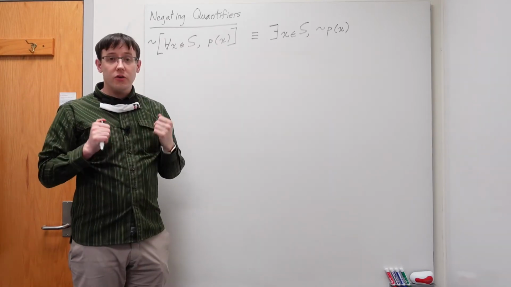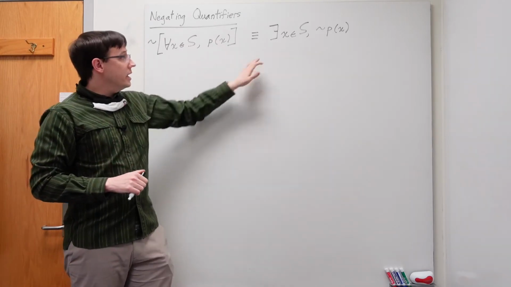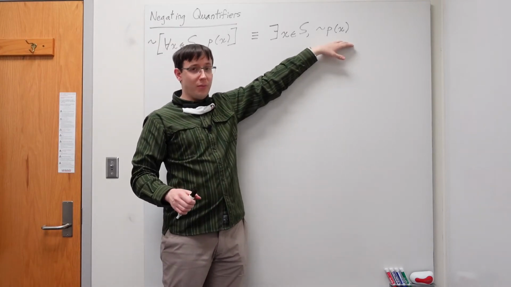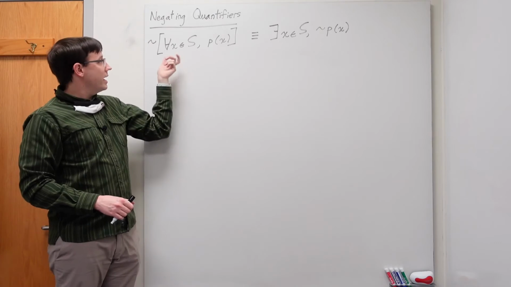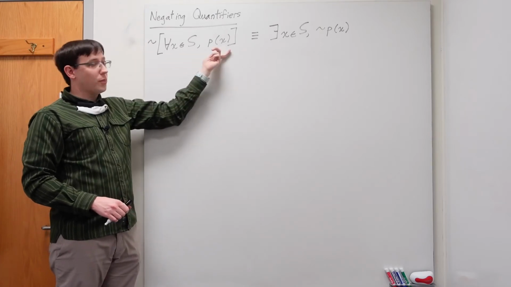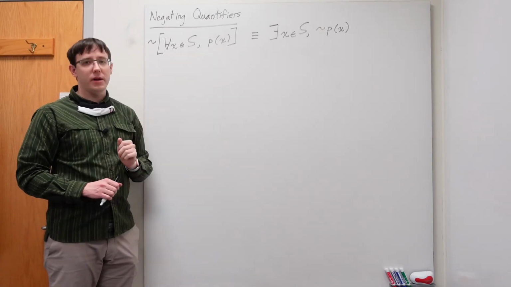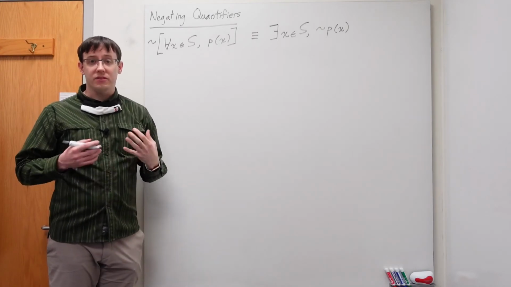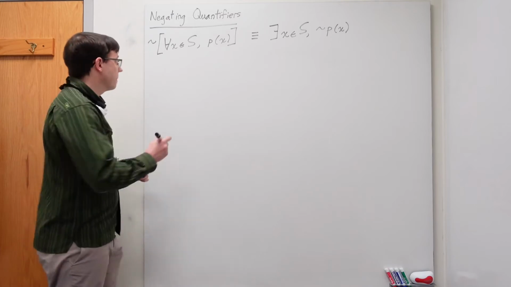We can think of this in terms of counterexamples. If there is some element that is a counterexample to the property, that's the same as saying it's not the case that the property holds for every element. We can also think about what it means to negate an existentially quantified statement.